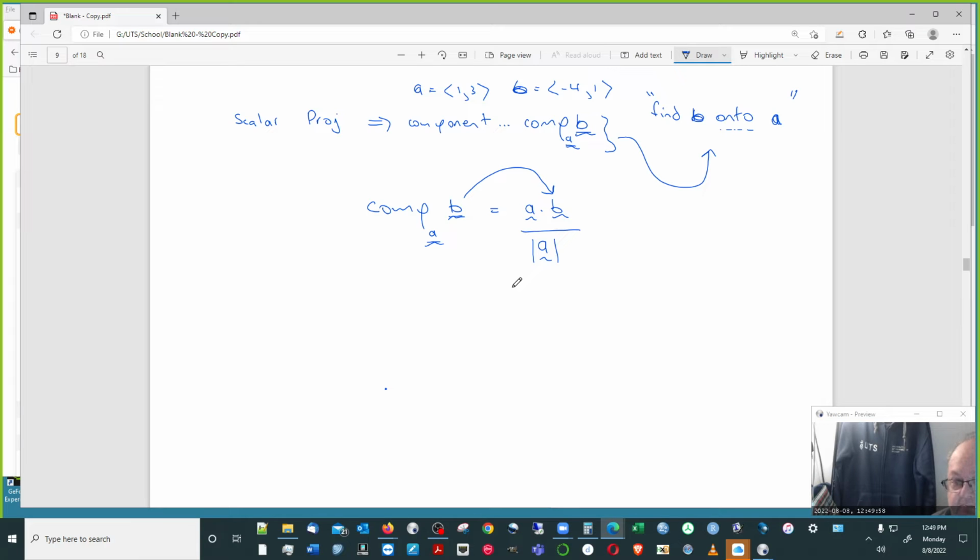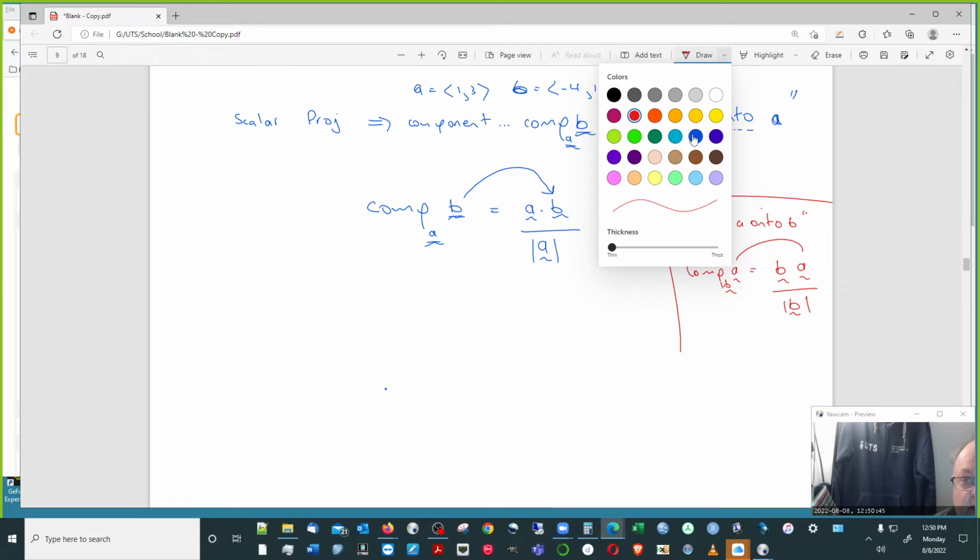Alright, so if you change it from B onto A to A onto B, let's do that in a different colour. Find A onto B. We would have comp A with subscript B, and I've put them around the wrong way deliberately. See how it changes? So it's very important that you get that right, that you get that context right.